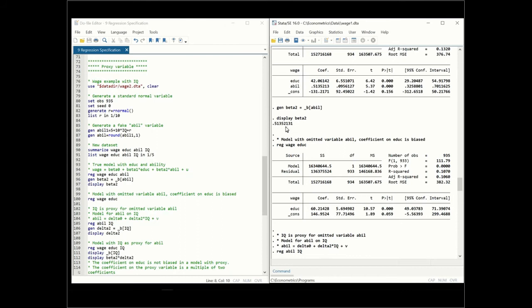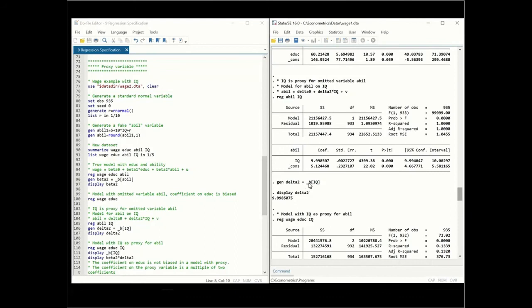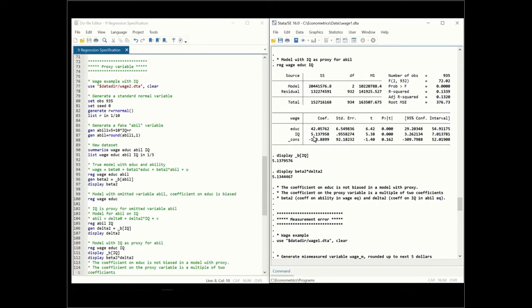So here, the delta 2 coefficient here was equal to 10. So actually what we have here is that this coefficient is a multiple of the original coefficient of ability on wage times the coefficient of how ability relates to IQ, which was basically 10. And so that's how we received this coefficient.